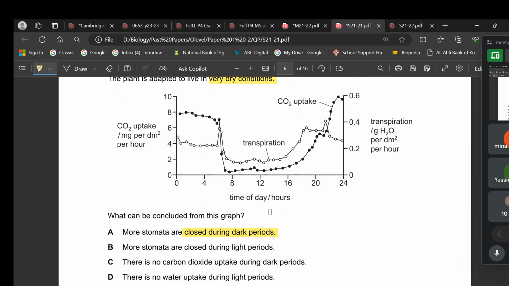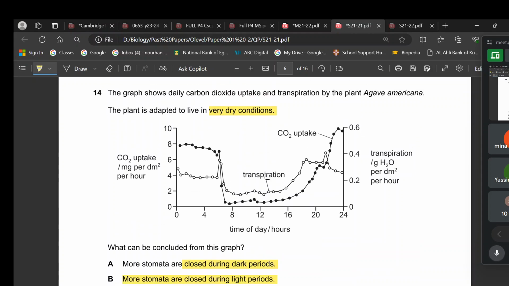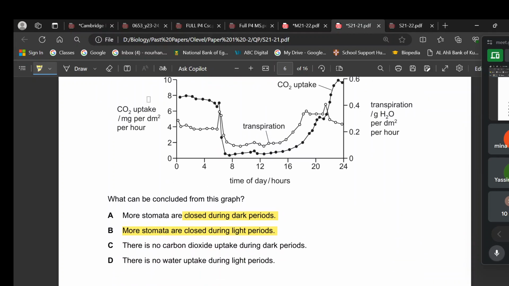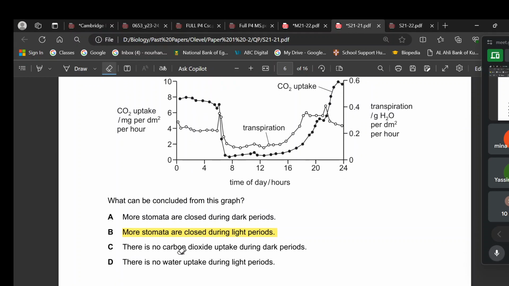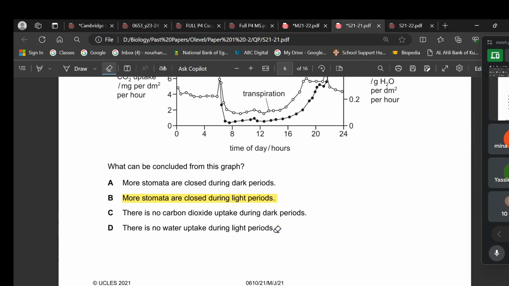More stomata are closed during the light period. Oh, yes, they are closed during the light period. How did you know? Because the transpiration is less and the carbon dioxide uptake is less. Let's check the rest of the answers. There is no carbon dioxide uptake during the dark period. No, there is carbon dioxide uptake. There is no water uptake. How will you know? Water uptake is not on the graph also. This is why we chose A, B, the only correct answer.